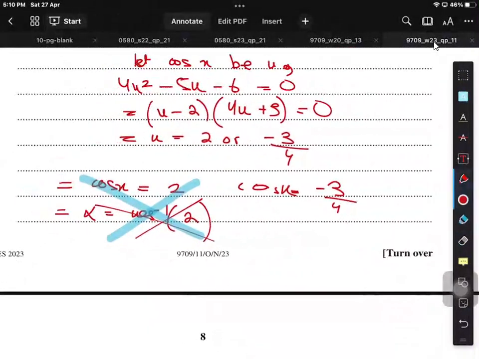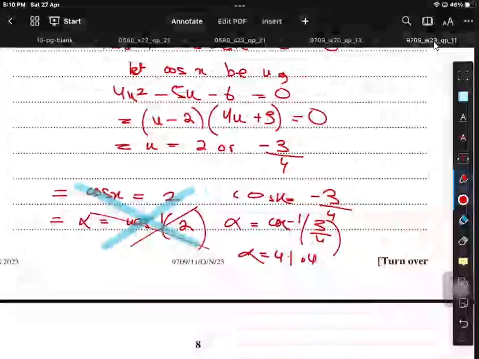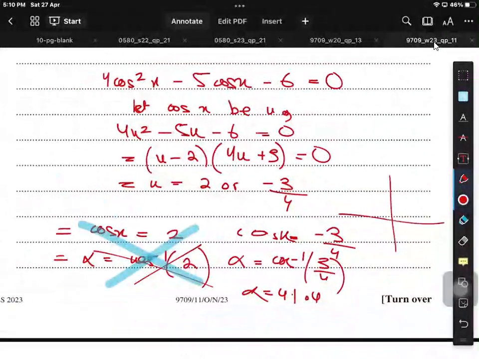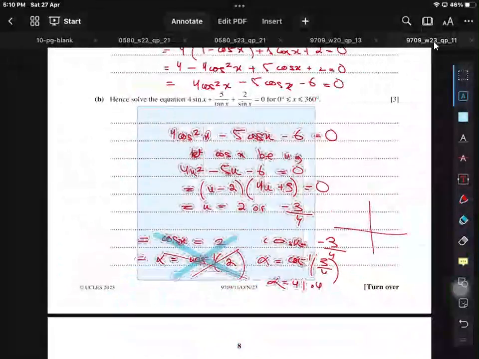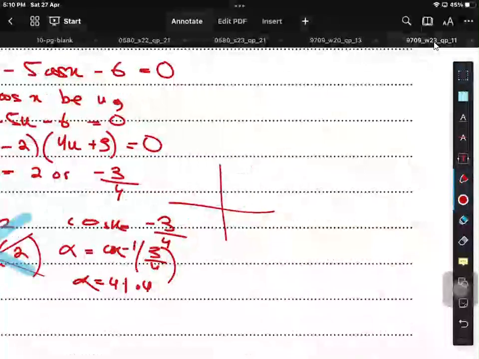So our only solution left is this. To find the basic angle, we take cos inverse of 3 over 4, right? So cos inverse of 3 over 4, and make sure your calculator is in degree mode. That would be 41.4, right? Then we make the 4 quadrants to help us visualize what's going on better. So let me just make this whole thing a little smaller so I can fit my answer.